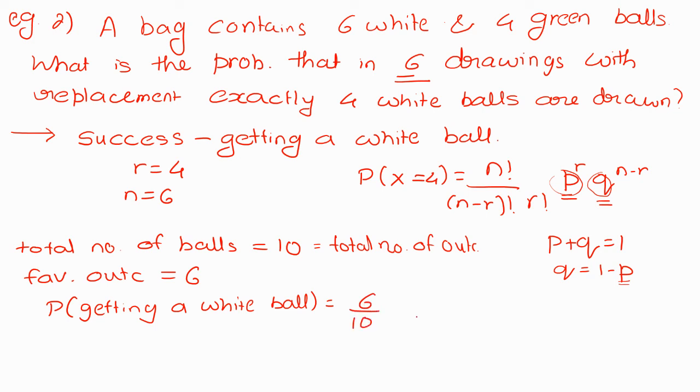6 by 10. That is what? 3 by 5, I can say. Okay, probability of getting a white ball, that is my p value, probability of success is 3 by 5. Now from this I can find a q value, that will be 1 minus p, that is 1 minus 3 by 5, that comes out to be 2 by 5.